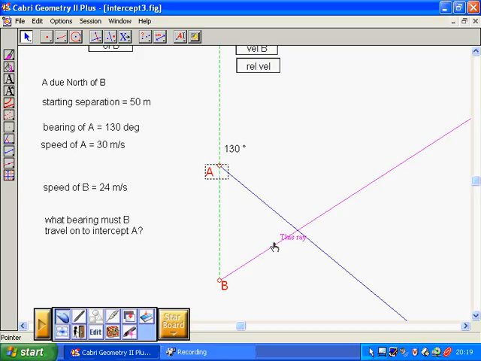Now, in the previous example, we only used one value of theta, and I'll leave it to you to figure out what would happen if you tried to use 180 minus the bearing that we got in that case.